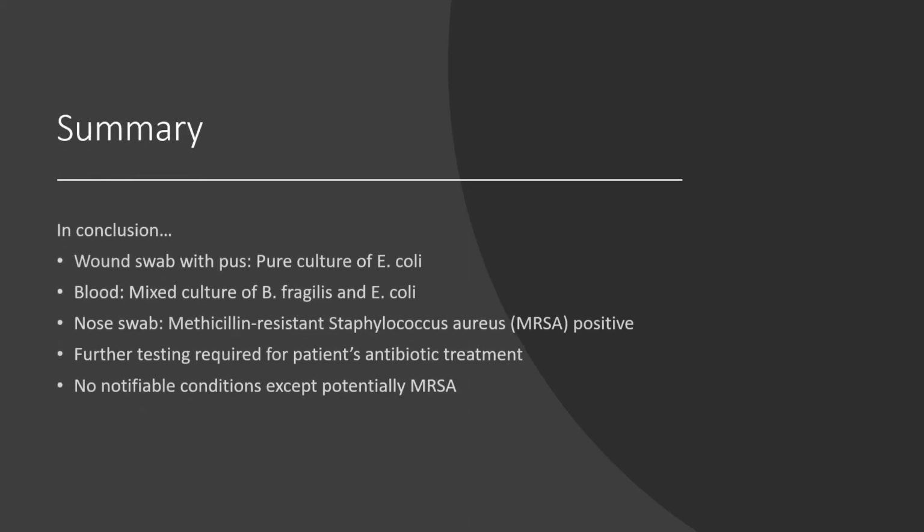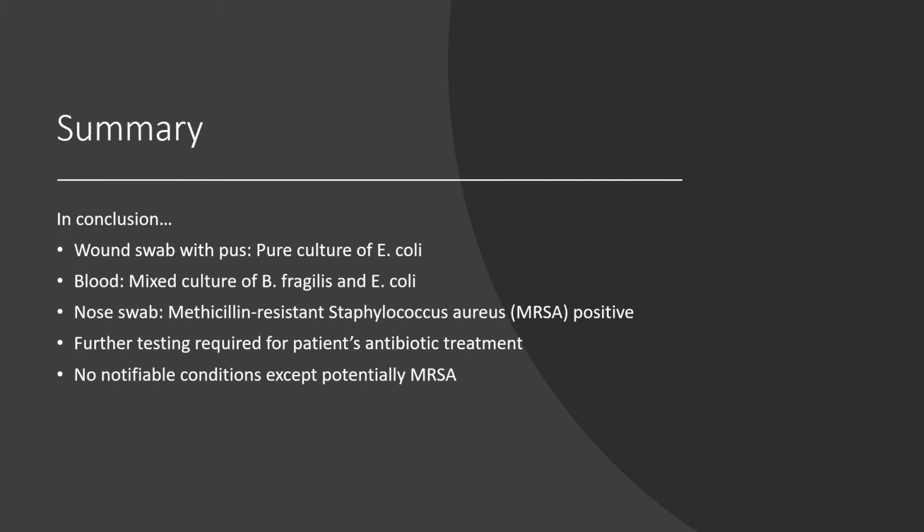To summarise everything, our patient is a 52-year-old woman in the recovery ward due to abdominal surgery. We received 3 specimens, a wound swab with pus, blood and a nose swab. We were able to identify the pure culture of E. coli from the wound swab via techniques of selective and differential media and biochemical tests. A blood culture was performed to check if the patient had a presence of bacteremia to prevent sepsis or any other serious complications. It was found that a mixed growth of Bacteroides fragilis and E. coli were present in her bloodstream.